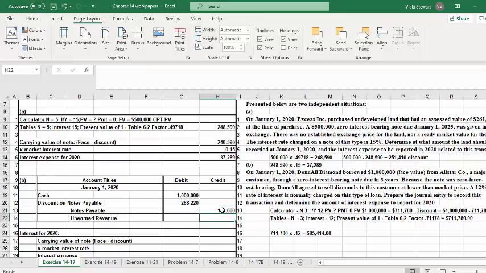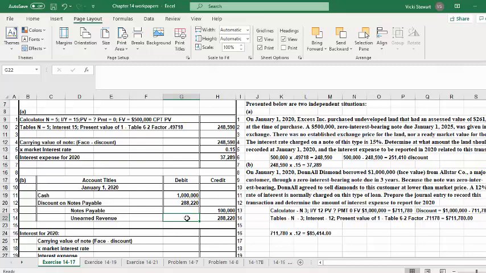And we would record the $288,220 as unearned revenue. And the reason why is because over the life of the note, as we sell the diamonds to the customer at less than market price, we will debit the unearned revenue and credit revenue for the amount of the difference between what we sell the diamonds for and what the market price would be.